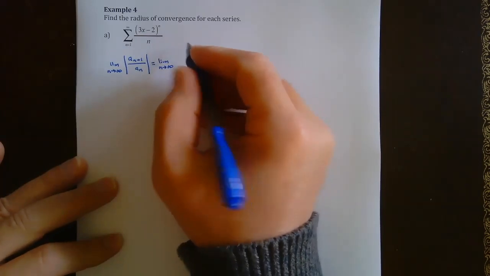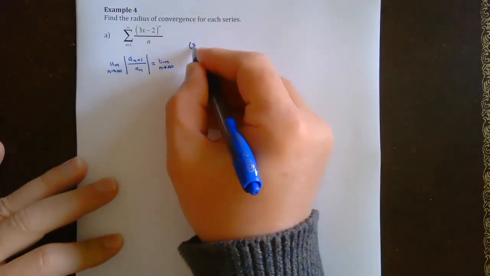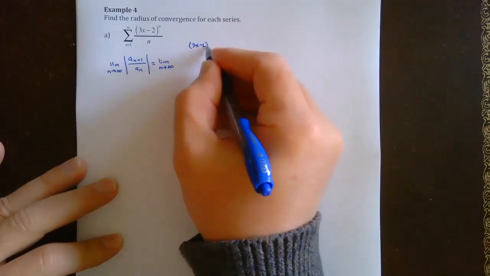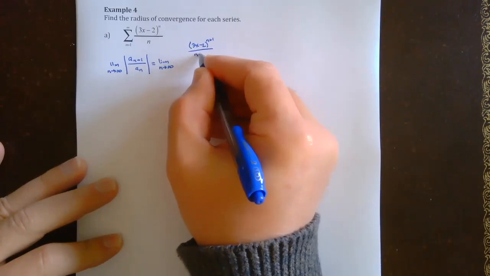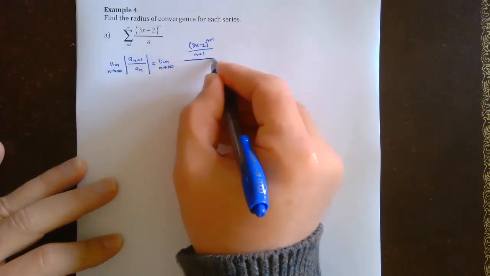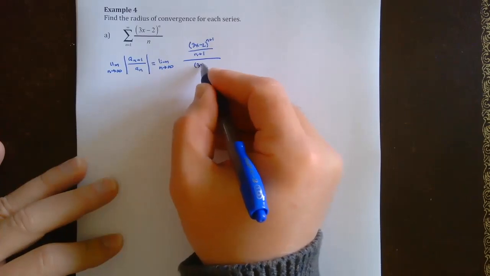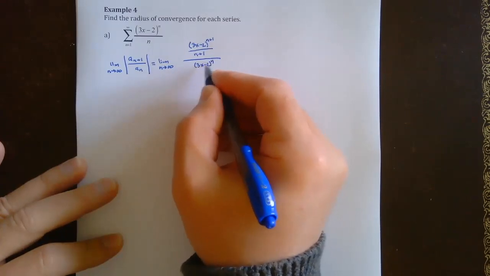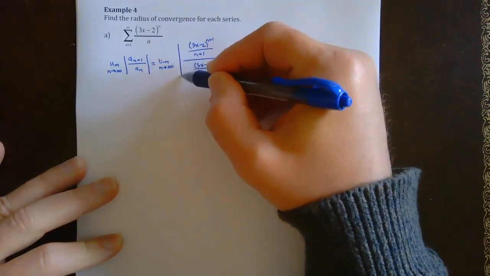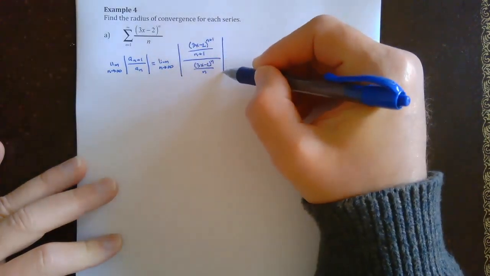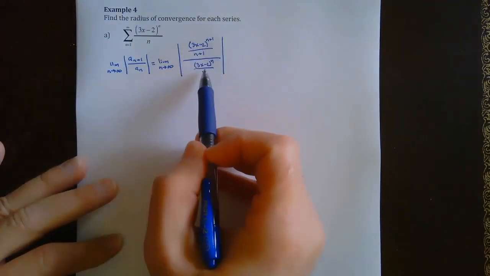So this is going to wind up being a complex fraction. I'm going to come up here a little bit. So 3x minus 2 to the n plus 1 power over n plus 1, big fraction bar, and then 3x minus 2 to the nth power over n, in a big absolute value. Now this is a fraction divided by another fraction.